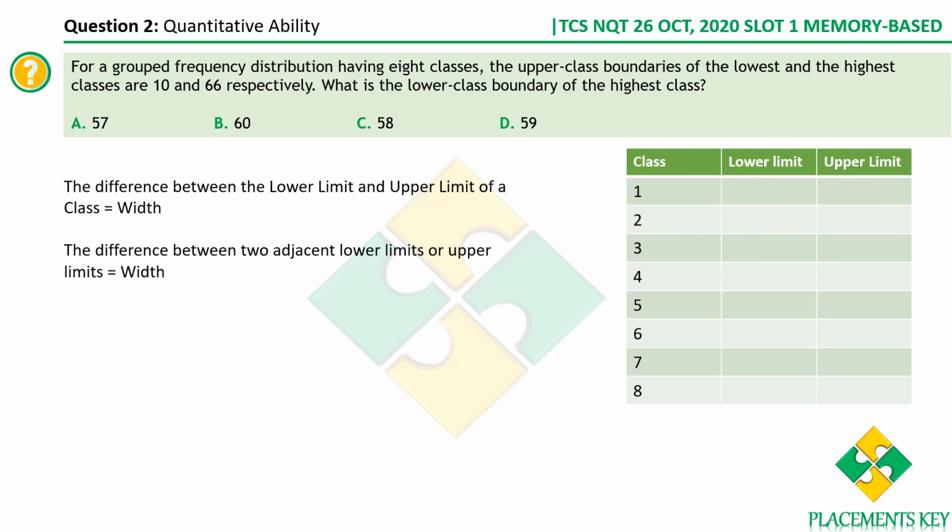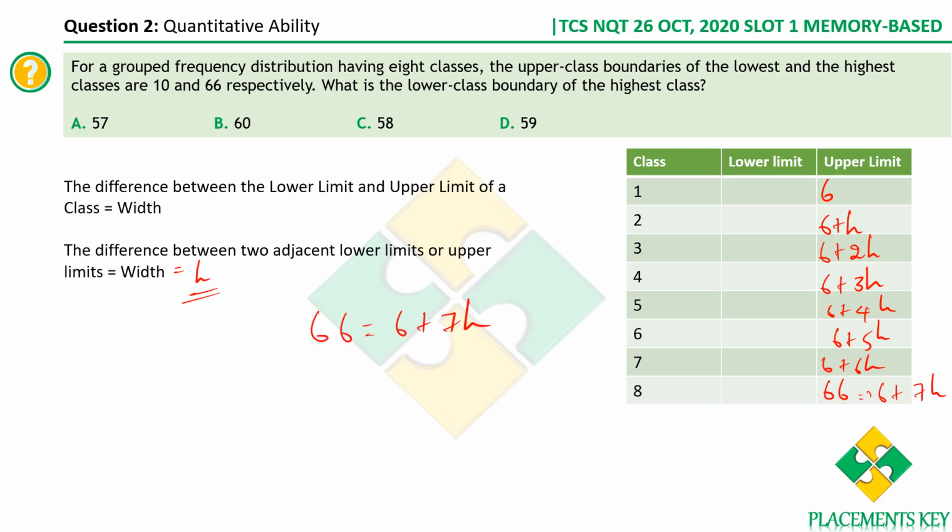As told earlier, this is given as 6, this is given as 66. Let's assume the width to be h. So if this is 6, this is 6 plus h, and this is 6 plus 2h because we add h more, and then again 6 plus 3h, 6 plus 4h, 6 plus 5h, 6 plus 6h, and this will be 6 plus 7h. But we already know the value 66, so 66 is equal to 6 plus 7h.